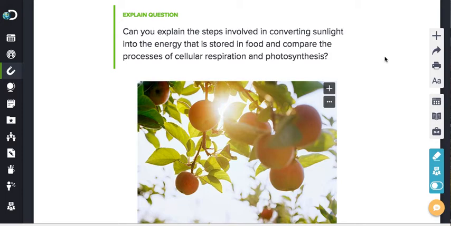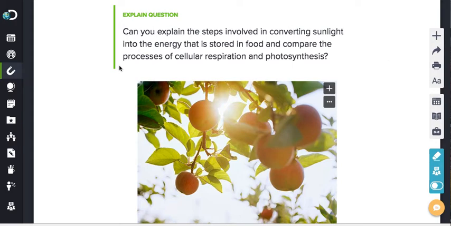Here's an explain question. The explain question is really the big question for the chapter that you're trying to learn throughout the chapter. And remember, we're going to be looking at this for over 3 weeks. So maybe leave a page or half a page at the beginning of your notebook with photosynthesis written at the top, and then this explain question underneath.